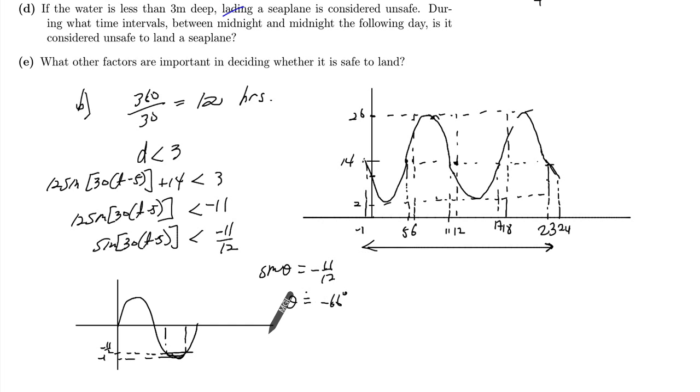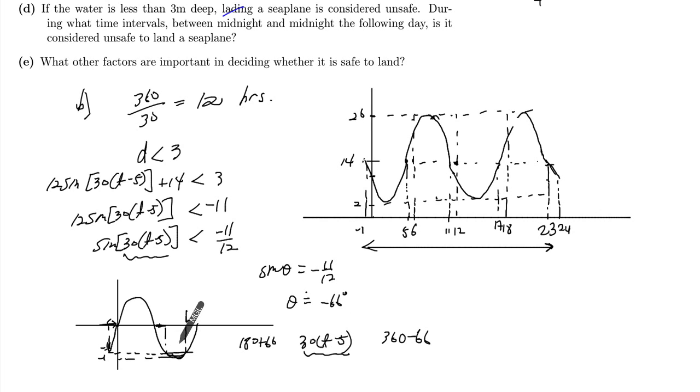So what that's giving you is this value here. This angle right here is negative 66. So this one right here is going to be 180 plus 66, because this length here is 66. And this location is going to be 360 minus 66.